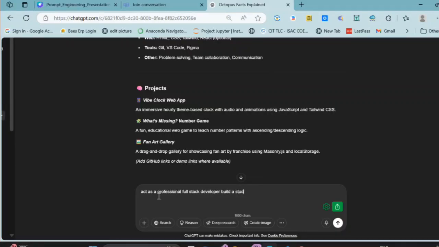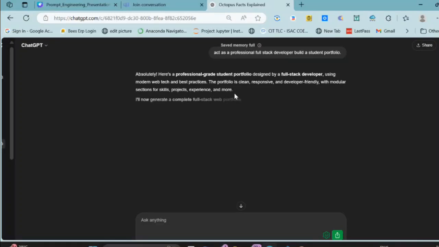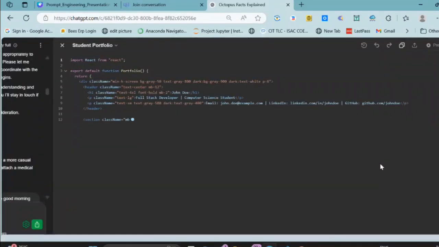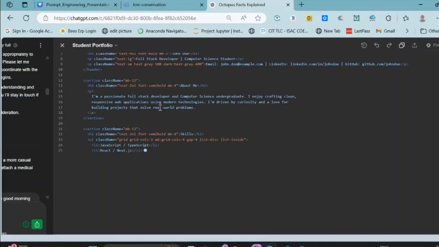Build a student portfolio. Let's say this is role prompting: act as a, imagine as a. Okay. Now it will provide all the code. You see, simply it provides. It's using React. It is providing a simple student portfolio.